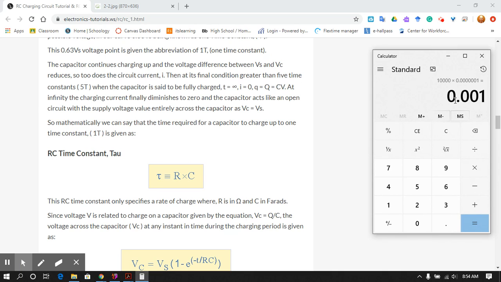And that tells us it's going to have a time constant of 0.001 seconds. That is also 1 millisecond, since a 1,000th of a second is 1 millisecond. So that's my time constant. Therefore, if I multiply that by 5, it's going to take 5 milliseconds for it to completely charge and completely discharge in that lab.